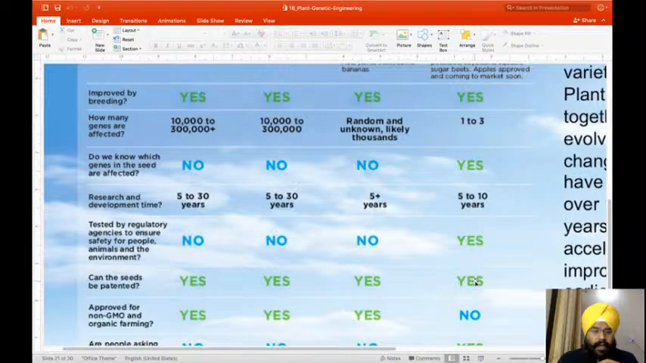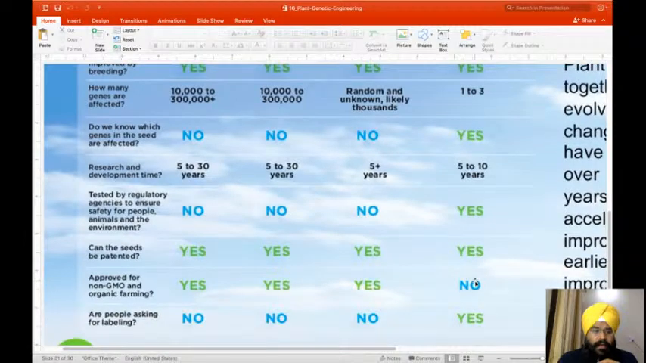Can seeds be patented? Yes, they can. Can non-GMOs be approved for organic farming? No, GMOs are not, but the others yes. And are people asking for labeling? In the fourth case, yes. In the first three cases, no.